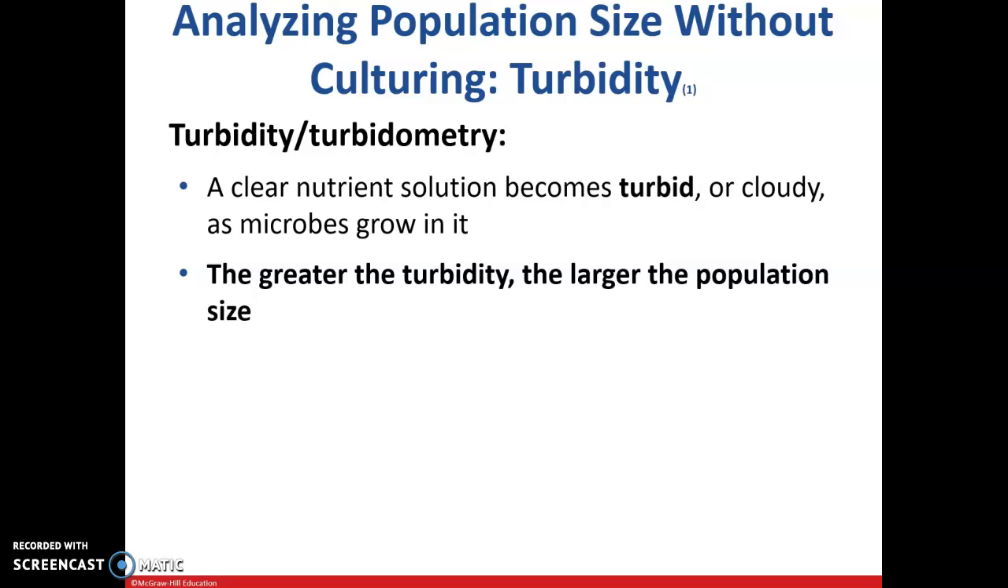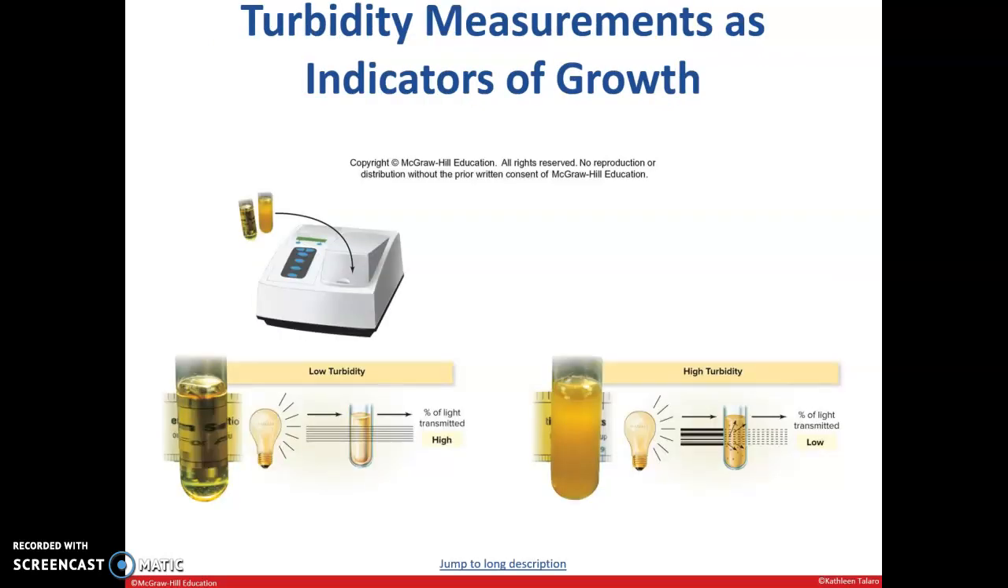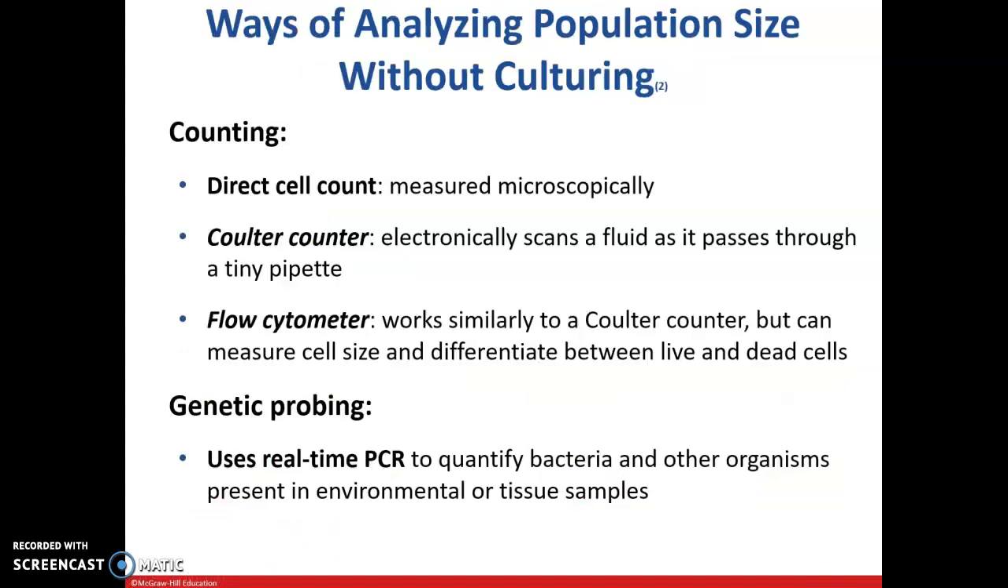Turbidity and turbidometry. It's a clear nutrient solution that becomes turbid or cloudy as microbes grow in it. So the greater the turbidity, the larger the population size. In other words, the greater the turbidity, the more bacteria that's in there growing, right? And you can see some pictures. So this one has low turbidity, and this one has high turbidity. So there's going to be a lot more microbes in this one. And this is something that we use in the lab sometimes to actually determine whether or not we have a certain amount of microbes in there.